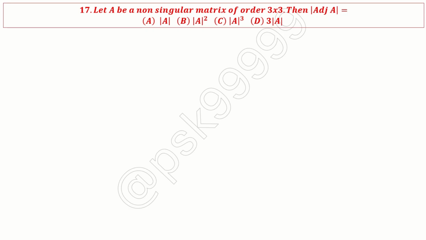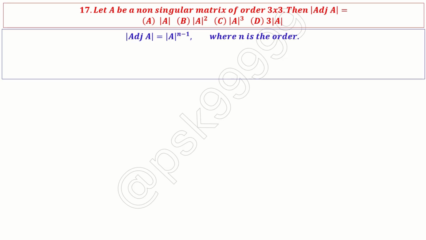let A be a non-singular matrix, which means determinant is not 0, of order 3 by 3, then modulus of adjoint of A is. So this is a simple problem. You can take an example and try actually what is the value you get, but you can do it like this. Adjoint of A is nothing but, this is one thing you should remember, modulus or determinant of adjoint A is nothing but determinant of A to the power of n minus 1.